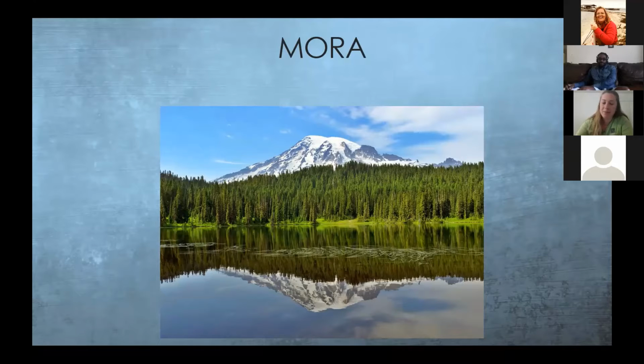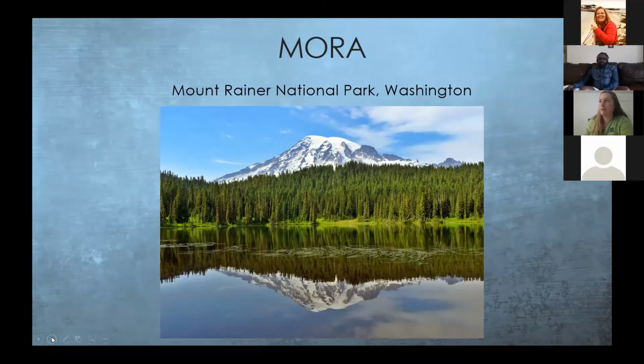So this one is in Washington. It says this one is Mount Rainier. Let me just make sure the chat's going because some people stopped guessing. So yeah, it is still going. So this is Mount Rainier in Washington. Absolutely beautiful.